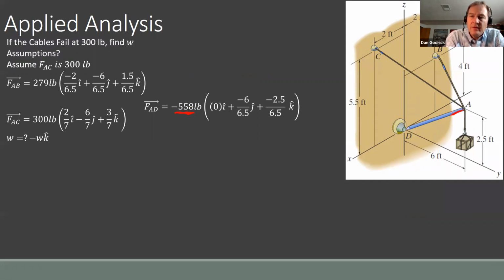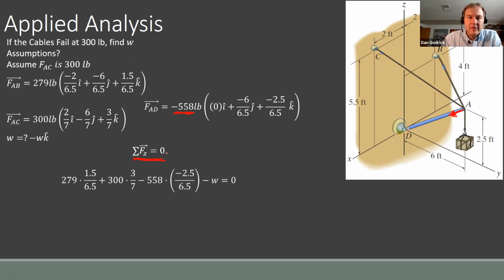If we draw it as AD this way, like we did, we keep that negative. And let's just do that. Otherwise, we can really get confused. So just stay consistent. The math will work itself out. All right. So the sum of the forces in the Z direction has to be 0. The sum of the forces in the Z direction, let's say from FAB, that's 1.5 divided by 6.5 times 279.